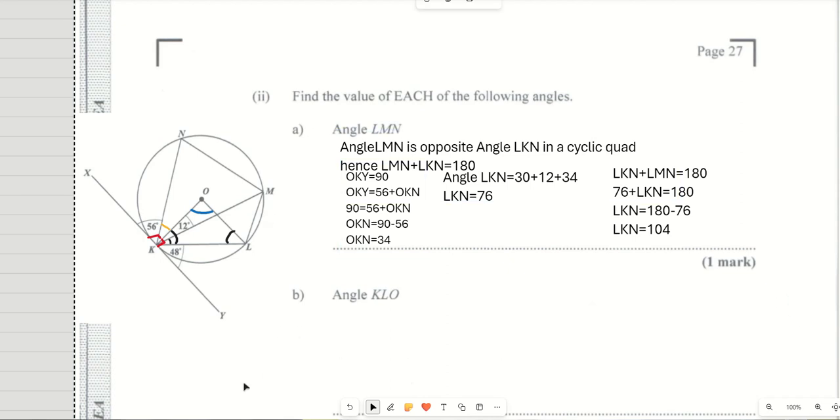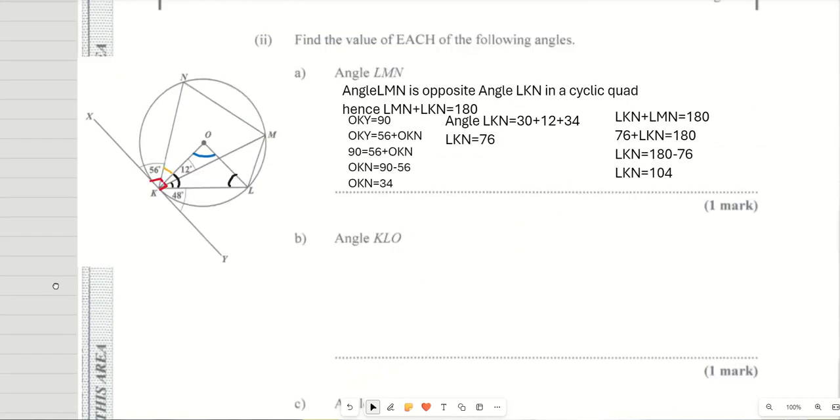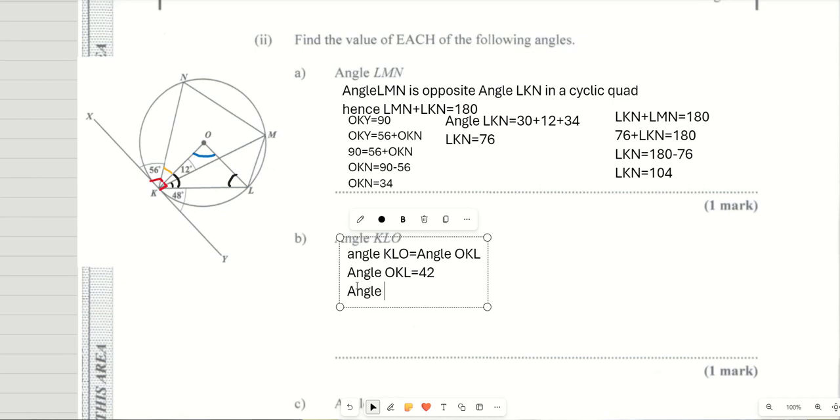Alright, you should put the explanation, just in case. They asked for KLO, which we have found out to be 42 already. So you would say that angle KLO is equal to angle OKL, and we know that angle OKL is equal to 42. Therefore, angle KLO would also be equal to 42.